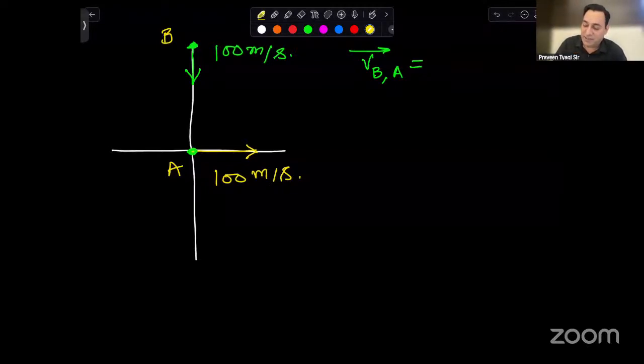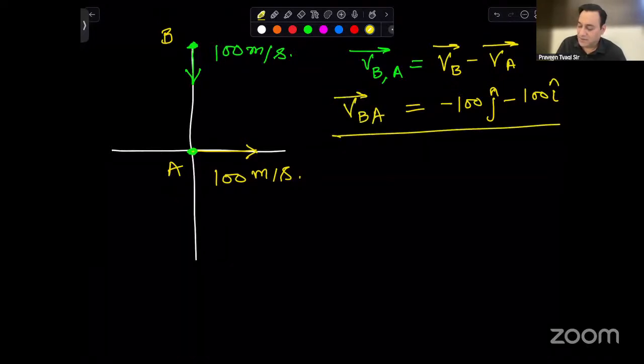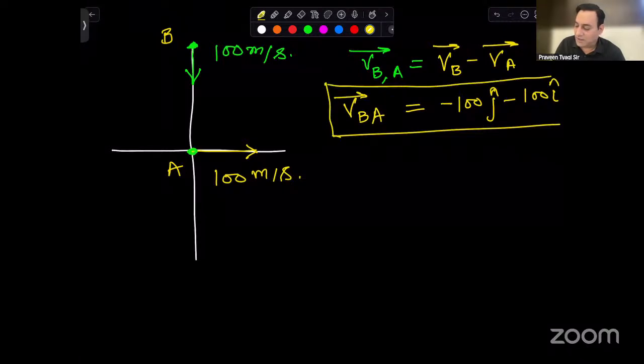VBA, velocity of B as observed by A, will be equal to VB vector minus VA vector. And if you note it down, put the values, VB vector will be minus 100 J cap minus 100 I cap. This will be velocity of B as observed by A. This will be the answer. Those of you who have written it correct, they are understanding everything. Those who have not written it correct, they need to understand what they went wrong with.